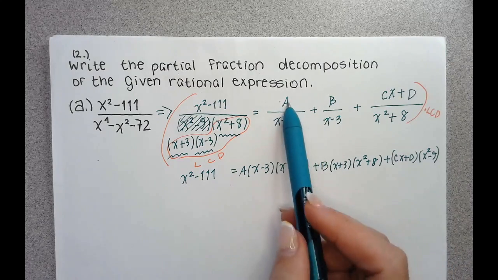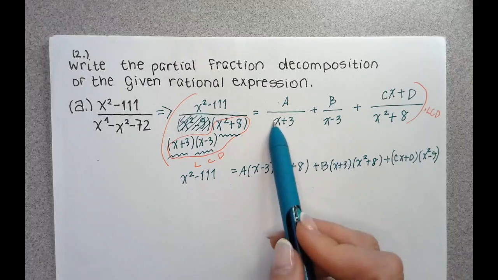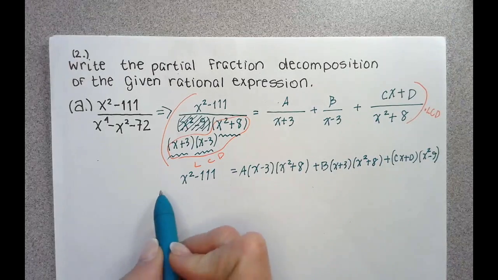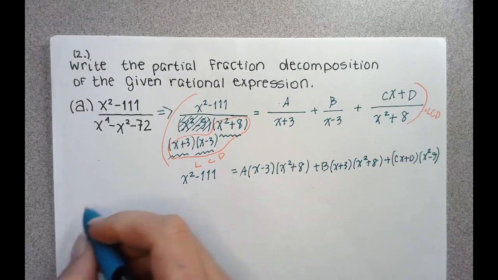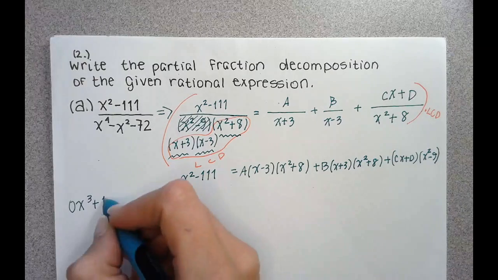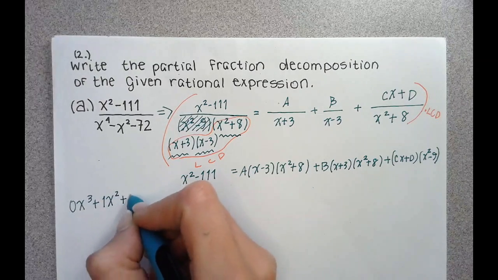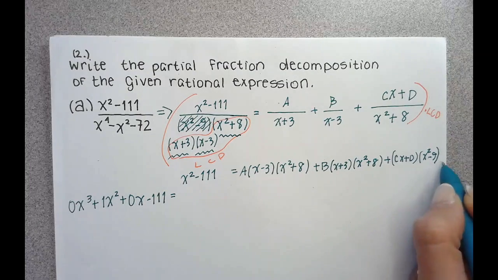Maybe it should always be just called constants because we're going to figure out their set values. They cannot change. If they were allowed to change, they'd be a variable. So like x is a variable. So I will have third degree terms. So I'm just going to start off with placeholders. So I'll start with 0x to the third plus, not necessary, but I'm going to write 1x squared plus 0x minus 111 equals. Now here I'm going to start expanding.